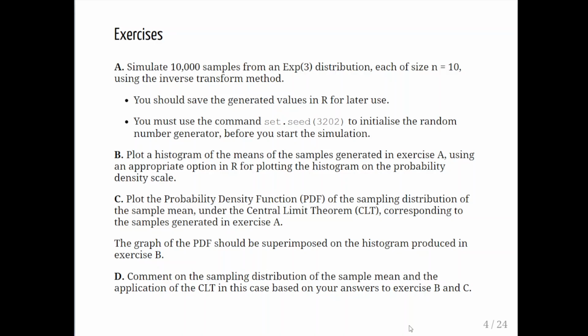Okay, so essentially what we're going to do is see whether the sample distribution matches up with the idea of the normal distribution. It should. Comment on the sampling distribution of the sample mean and the application of the Central Limit Theorem in this case, based on your answers to exercise B and C.